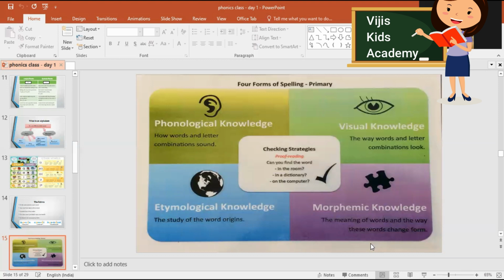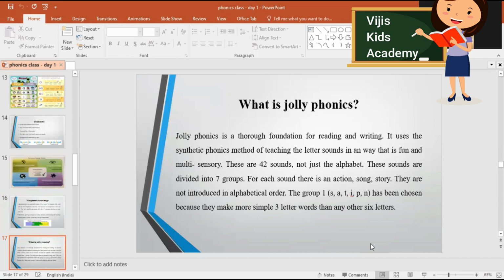The next one is morphemic knowledge. The Jolly Phonics sounds: really, we have 42 sounds. Again, the 42 sounds are divided into 7 groups. Each group has 6 sounds. The most frequent letters which we have used are S-A-T-I-P-N. Only they have given this order.